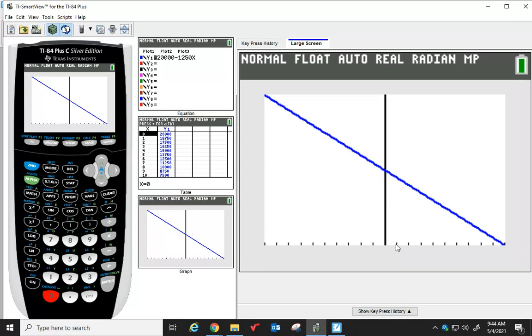But I think what I'm going to do first is I'm just going to hit the trace button and help identify what the x and y intercept is, just to help me adjust the window settings better.